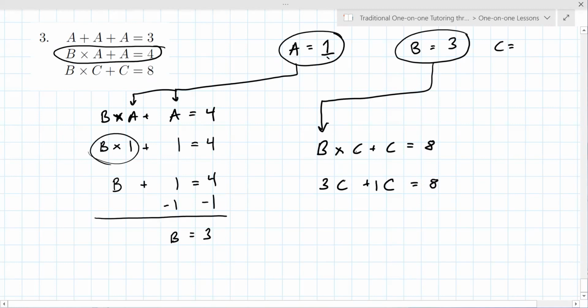So 3 times C is 3C. If you have 3 C's here and 1 C here, how many C's do you have total? 4. Okay, and then you divide by 2. So C equals 4.